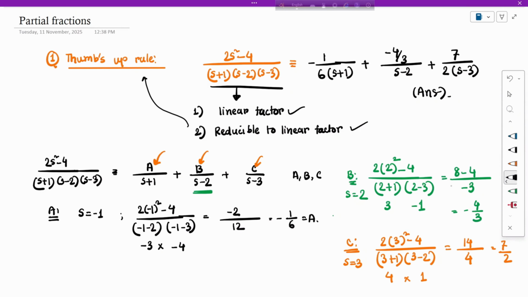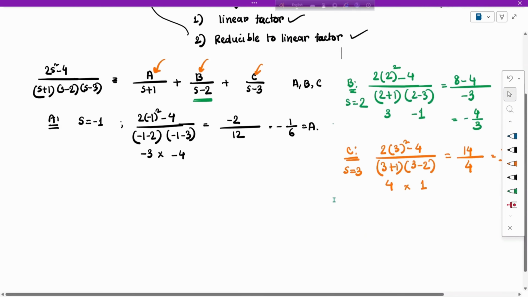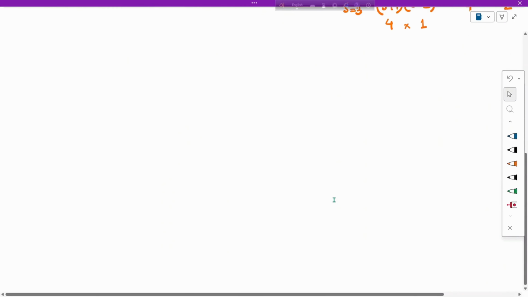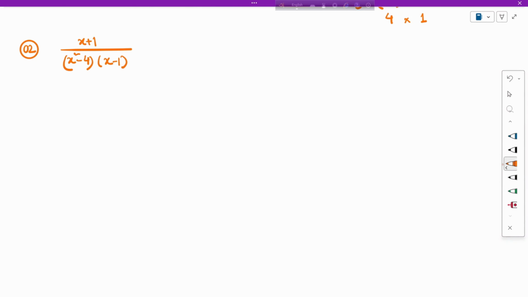Let's look at another case where the denominator is reducible to linear factors. All right, okay, imagine we're dealing with this partial fraction right here. First of all, we're going to have to check if the denominator is reducible to linear factors, because all the other methods of solving a partial fraction are really complex and require a lot more effort, time and energy than the thumbs up rule. So we always have to ensure that the thumbs up rule is our first priority.